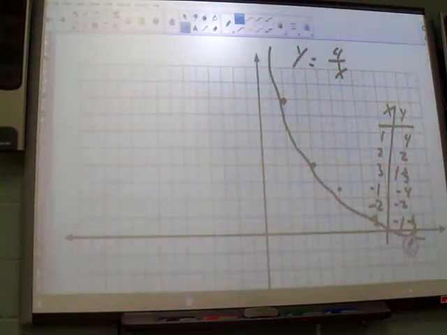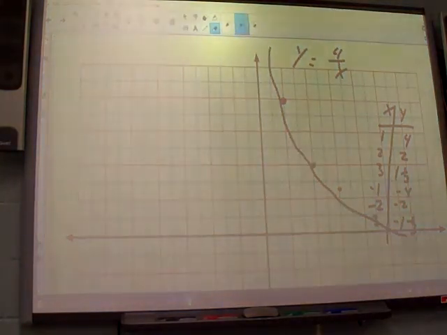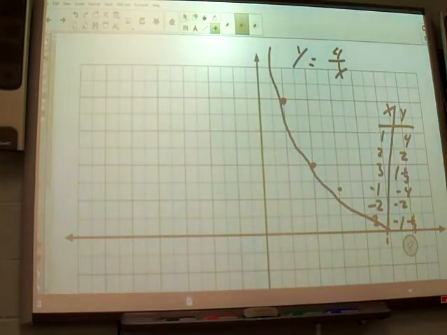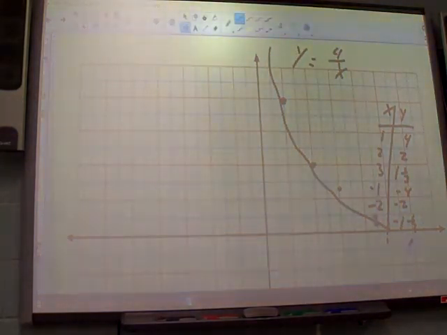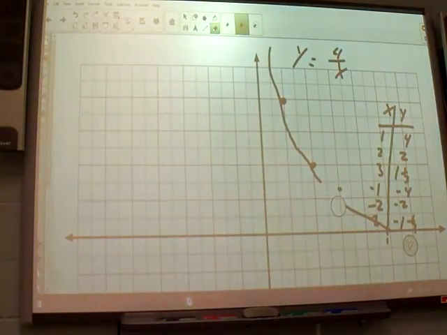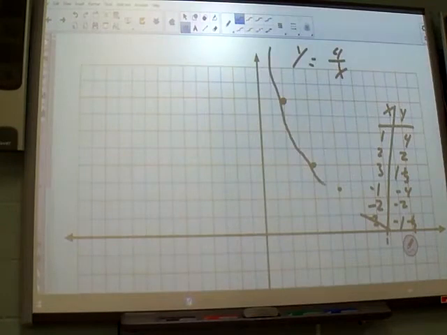Oh, I missed that one. Oh, look at me. Went across the asymptote, missed that point. I'm screwing all that up. I'm just gonna erase it to that point and try it. You can put a line through the chart.